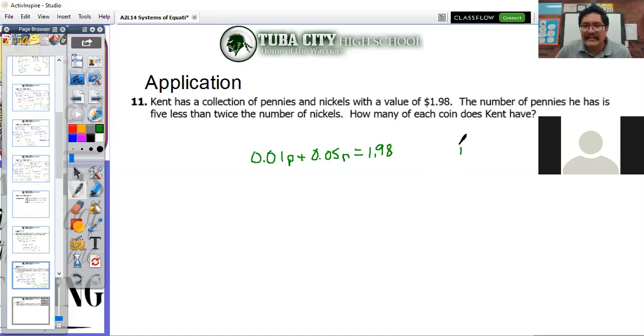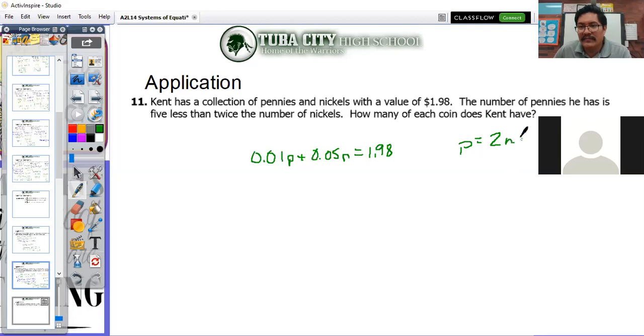So pennies is 5 less than twice the number of nickels. Okay, this one might take a little bit of thought. Number of pennies. So pennies equals, and again, when I say number of, that means quantity. So the quantity of pennies is, and "is" means equal sign when you're translating it. So the number of pennies equals 5 less than twice the number of nickels.